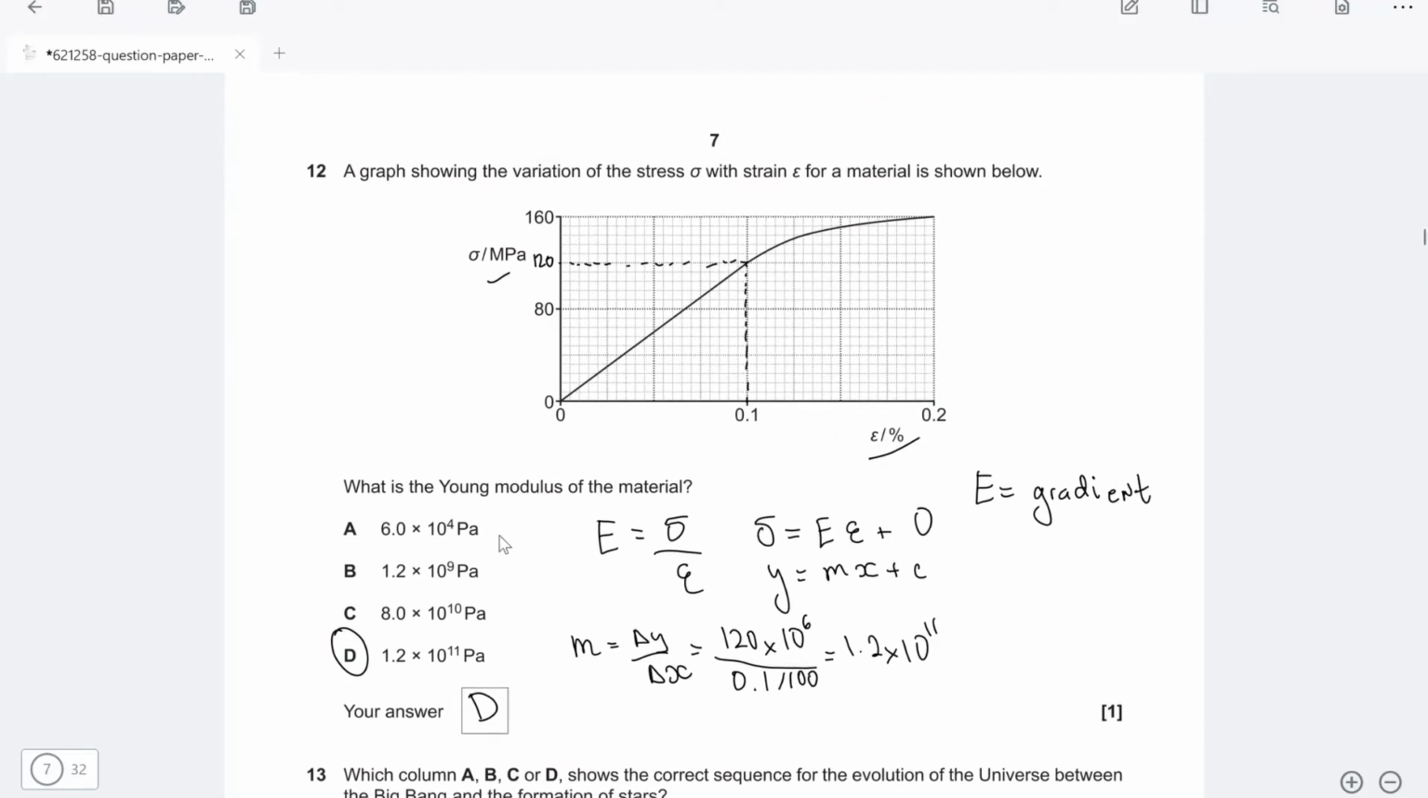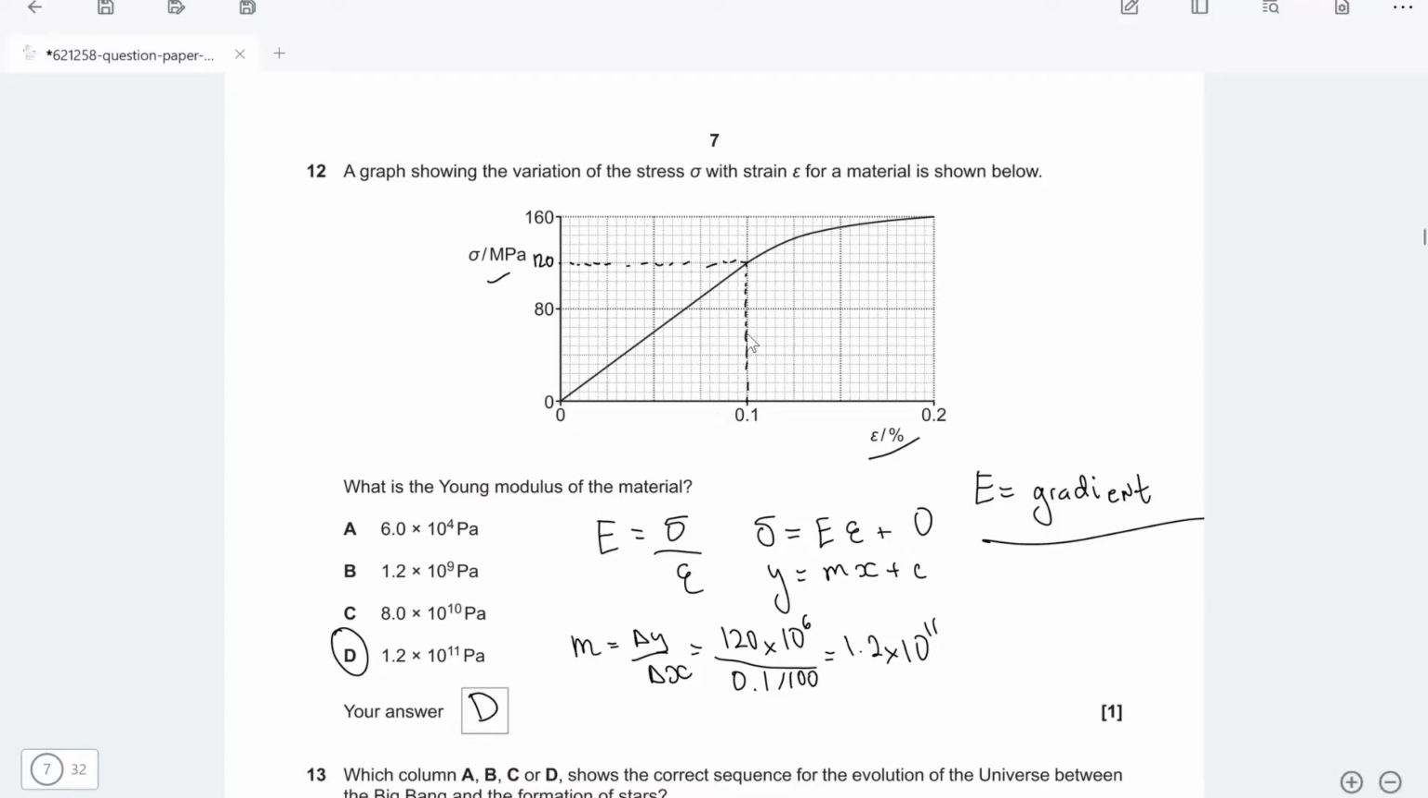Question 12, we have a graph showing the variation of stress and strain. What is the Young's modulus of the material? Now remember, in a stress against strain graph, the gradient is Young's modulus. Just in case you've forgotten why that is, remember Young's modulus E is given in your formula booklet as E equals stress over strain. Rearranging for stress, we get that stress is equal to Young's modulus times the strain plus 0. Compare that with y equals mx plus c, we can clearly see that Young's modulus is the gradient. So all we need to do is take the gradient.